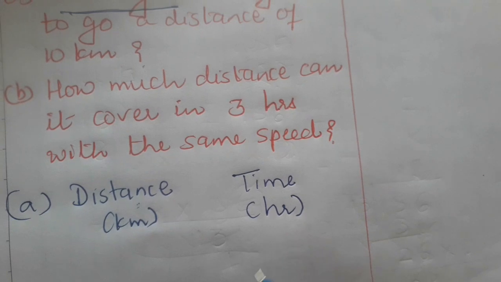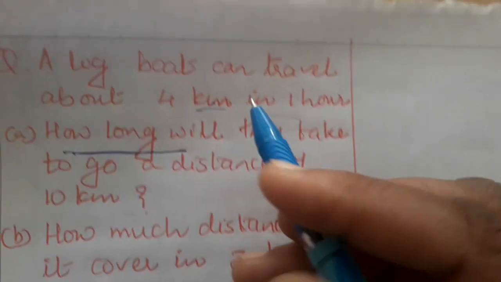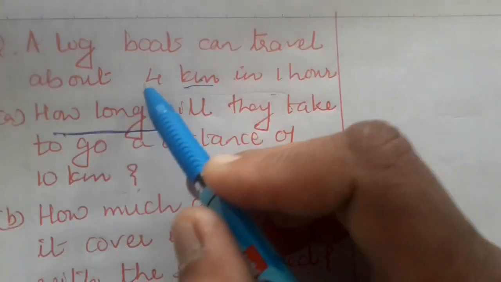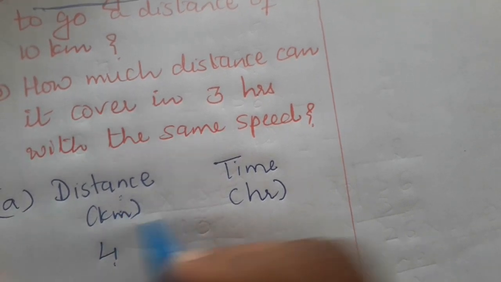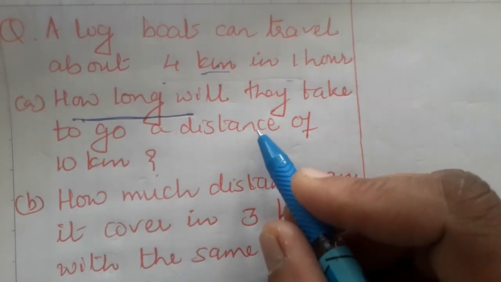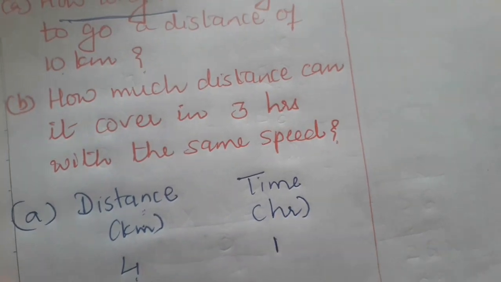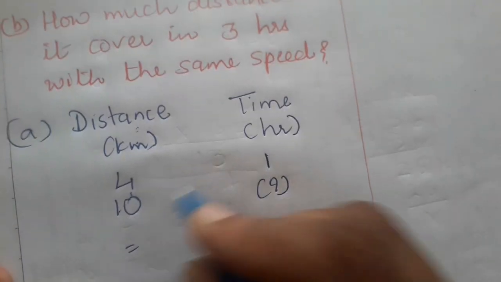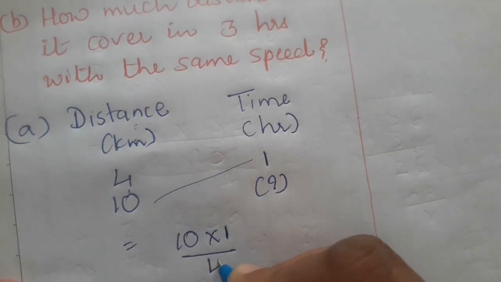And now I will read the question and write the numerals in appropriate column. So here you can see 4 kilometer 1 hour. So 4 kilometers, I will write here 4 kilometers 1 hour. And then for the first question, you have to find out for 10 kilometers how much time will be taken. So 10 kilometers, how much time? So what will be my numerator? That is these two terms. So I can write 10 into 1 divided by 4.